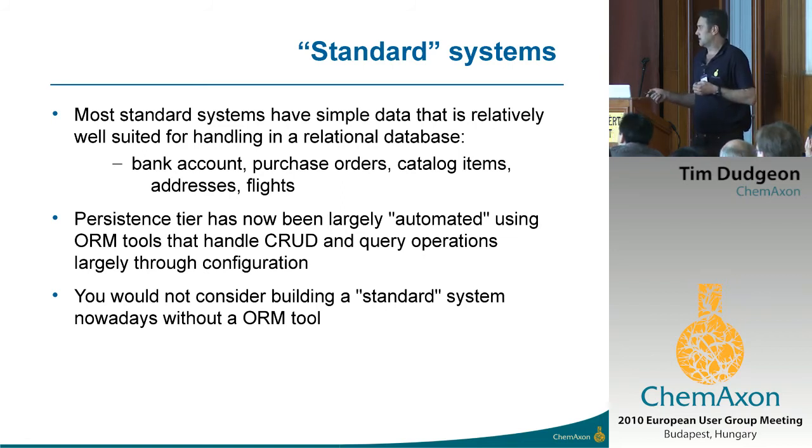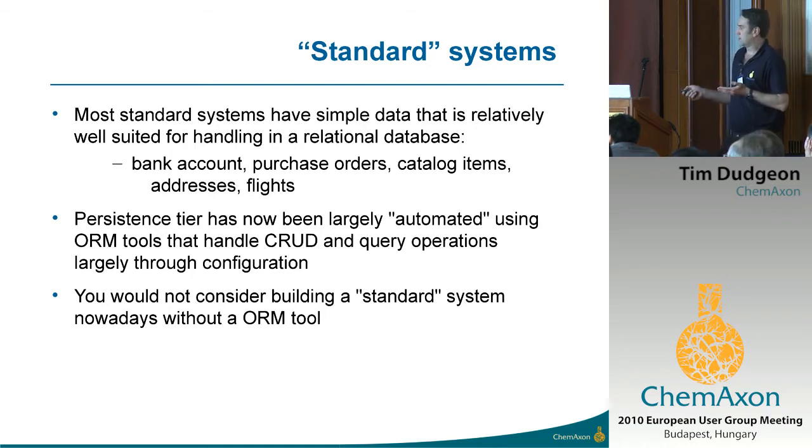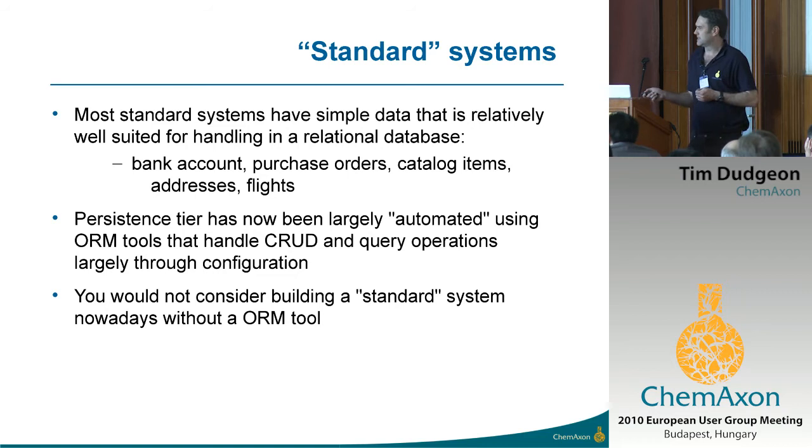The persistence tier has basically been automated by object relational mapping tools that handle all the CRUD, that's create, read, update, delete operations, and the query operations. So the persistence tier, the framework, handles all of these things for you. And I think it's fair to say that if you were building a system nowadays that handled purchase orders or flights or something, you really wouldn't even consider building it without an ORM tool.